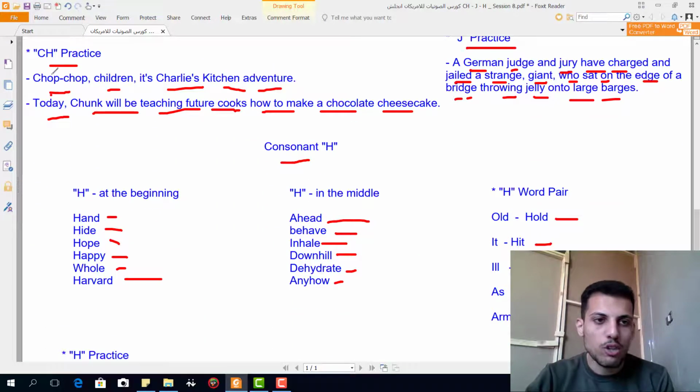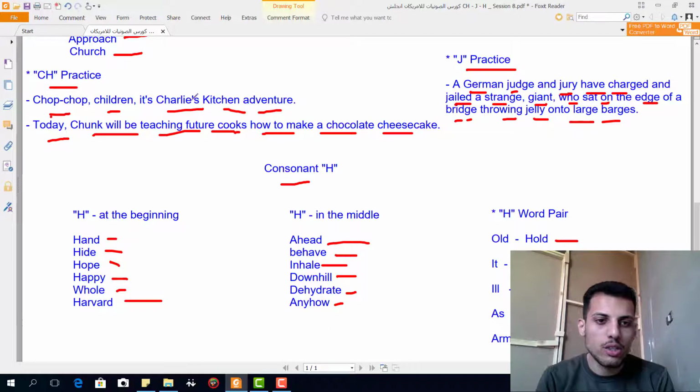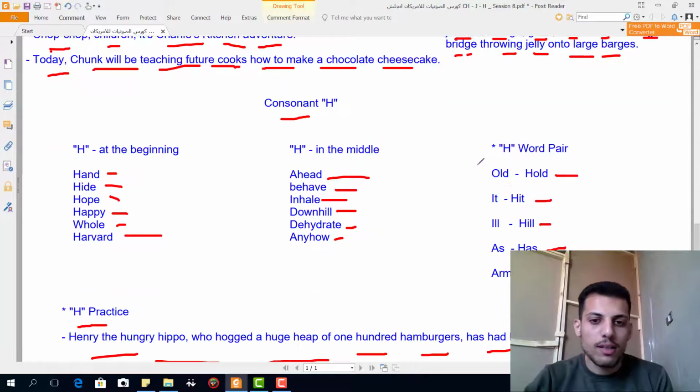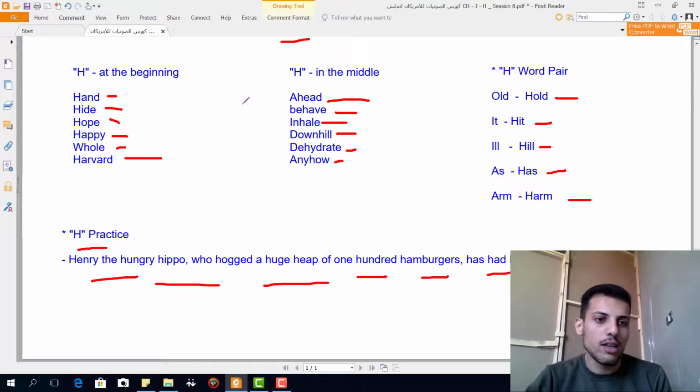J practice on now, chop, children, it's Charlie's Kitchen Adventure. Today Chunk will be teaching future cooks how to make a chocolate cheesecake. A German judge and jury have charged and jailed a strange giant who sat on the edge of a bridge throwing jelly onto large barges, okay? Consonant H like hand, hide, hope, happy, okay? Ahead, behave, inhale, downhill, old, hold, it, hit, L, hell, as, has, arm, and harm. This is the word pair.